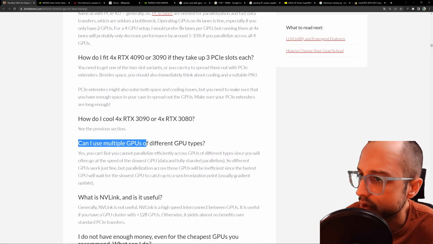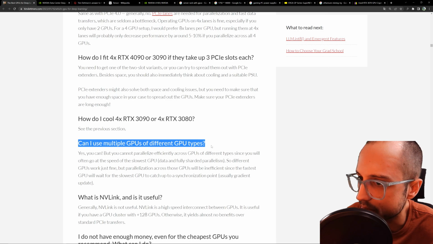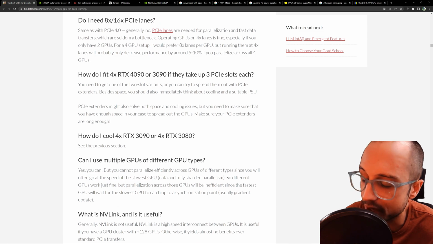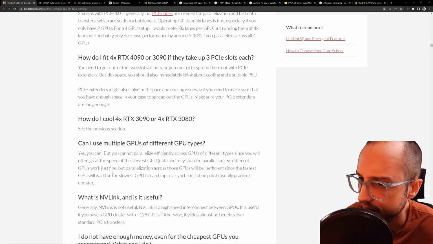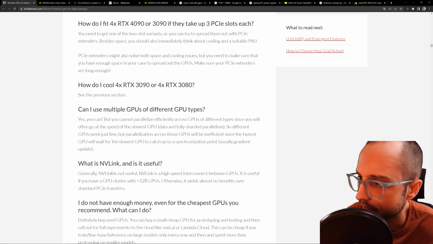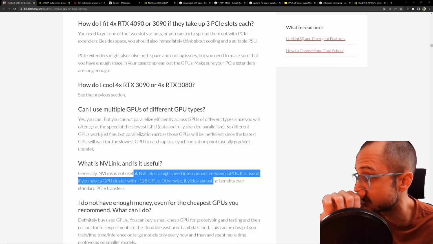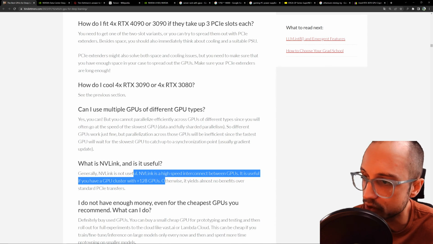Can I use multiple GPUs of different GPU types? You cannot parallelize efficiently across GPU types, so you will go to the speed of the slowest GPU. So if you're going to have multiple GPUs in your computer, don't put one that's crappy and then one that's fast. NVLink is not useful. NVLink is a high-speed interconnect between GPUs. Useful if you have a GPU cluster with 120.